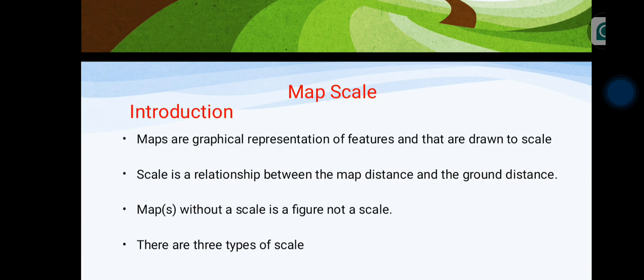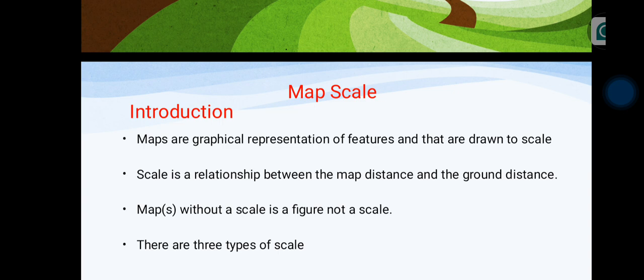What is a map? Maps are graphical representations of pictures that are drawn to scale. Remember in the previous class I said that you may define it in your own words, but the keyword map scale, or drawn to scale, must be there. So any map without a scale is not a map, it's a figure. So maps are graphical representations of pictures of the earth surface that are drawn to scale.